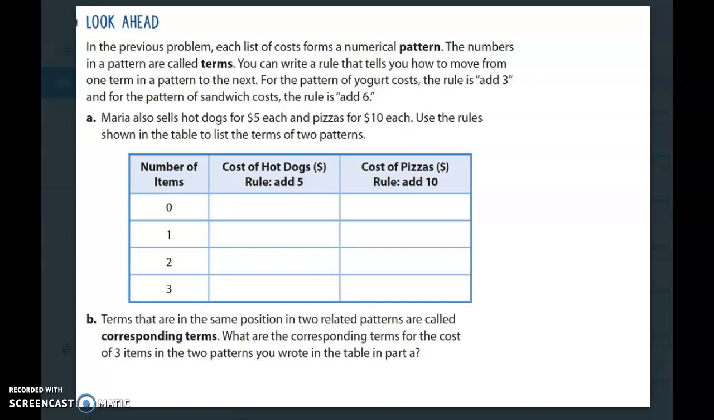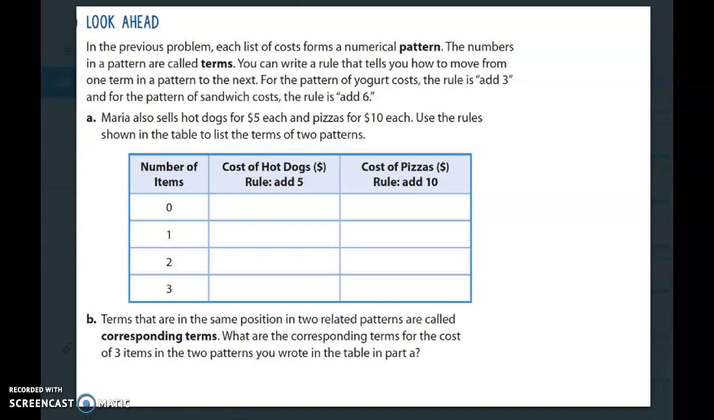Maria sells hot dogs for $5 each and pizzas for $10 each. Use the rules shown in the table to list the items of the two patterns. So for every one hot dog, it's $5. We're going to add $5. And when we add a pizza, we're going to add $10. So let's try to fill this out here.